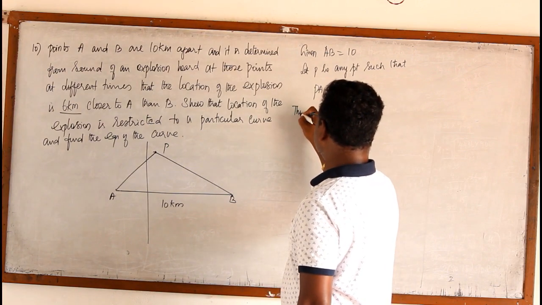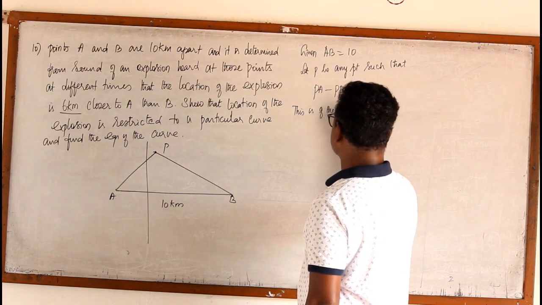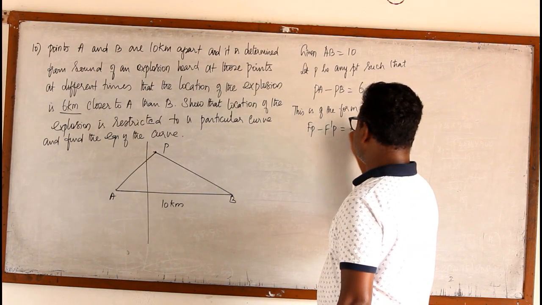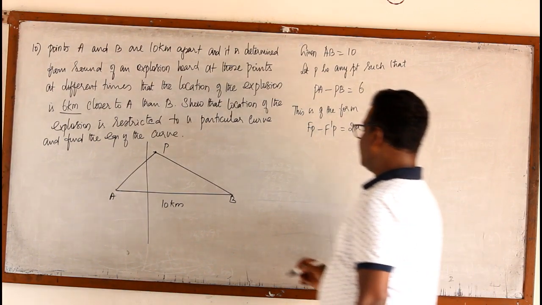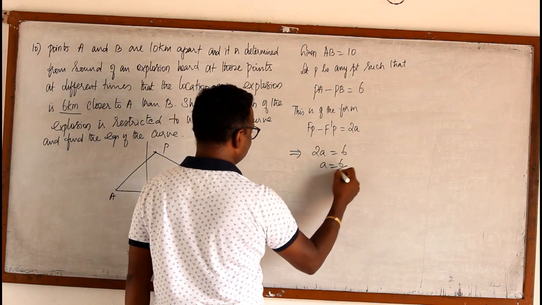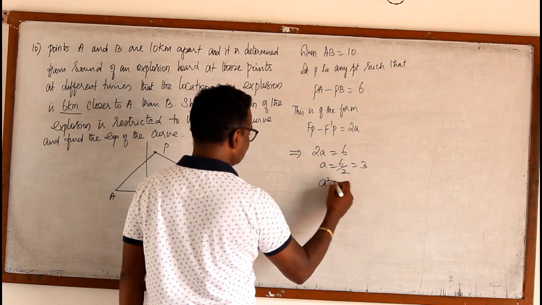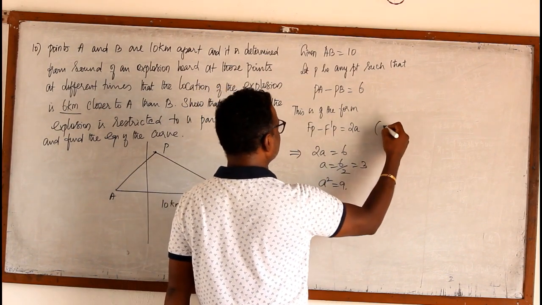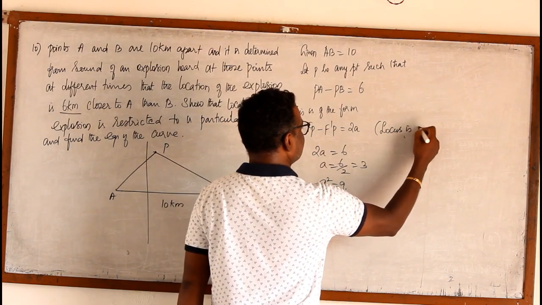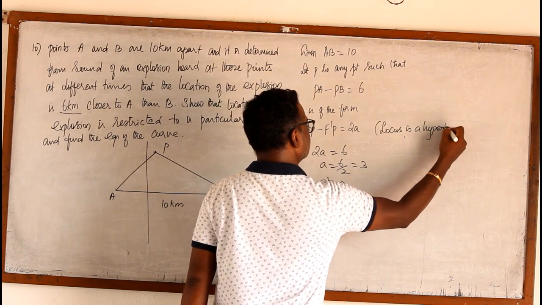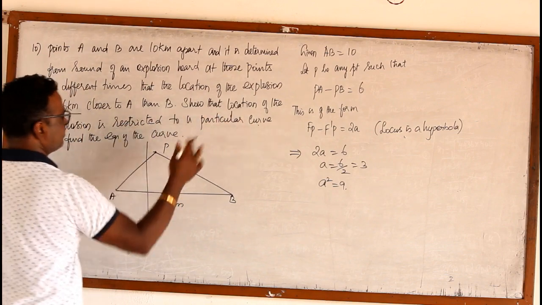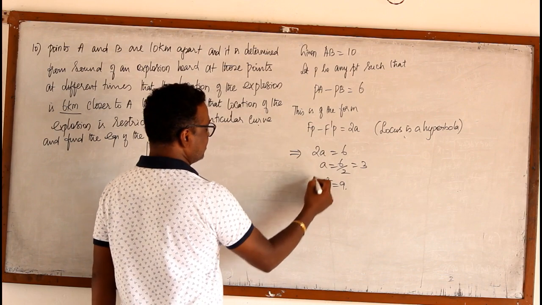That is, this is of the form, since the points A and B are fixed, FP minus F dash P equal to 2a. Therefore, this implies 2a is 6, a is 6 by 2 equal to 3. Therefore, a square is 9. So here itself I can confirm the locus of the curve is a hyperbola. So I can say the restricted particular curve is a hyperbola, where a square is 9.